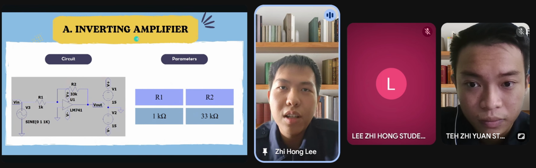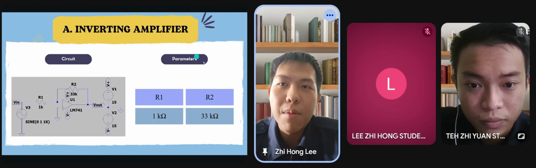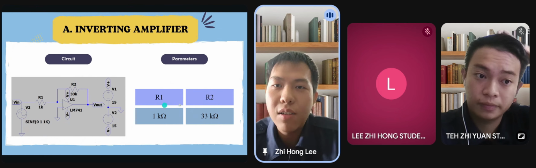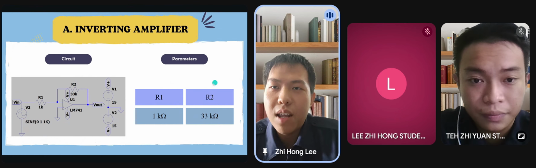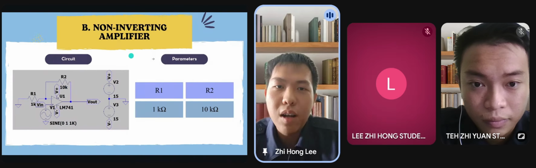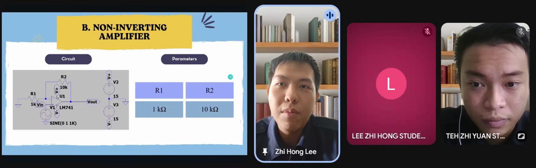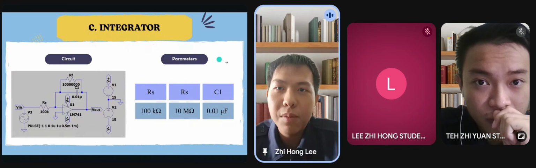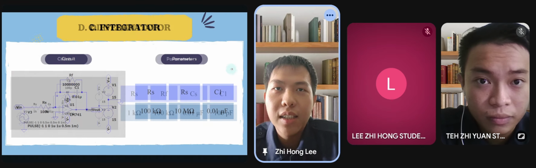So now I will briefly go through the circuit and parameters. This is the circuit from LTspice, and these are the values of R1 and R2. I will just go through them one by one on the slide. Now I will move on to the results and analysis.